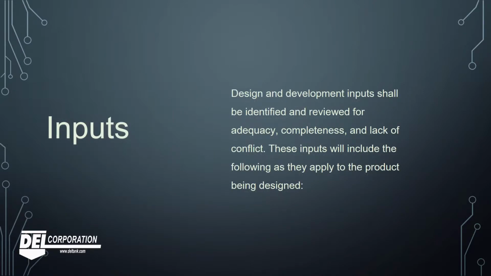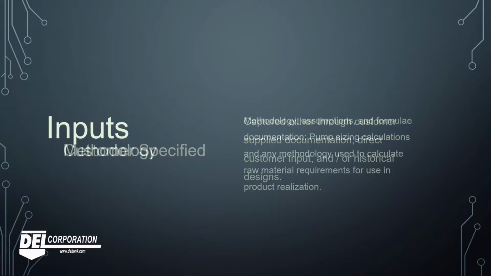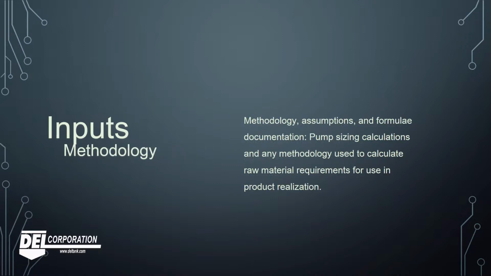Inputs. Design and development inputs shall be identified and reviewed for adequacy, completeness, and lack of conflict. These inputs will include the following as they apply to the product being designed. Customer specified requirements, captured either through customer supplied documentation, direct customer input, and/or historical designs. Methodology. Methodology, assumptions, and formulae documentation, such as pump sizing calculations and any methodology used to calculate raw material requirements for use in product realization.